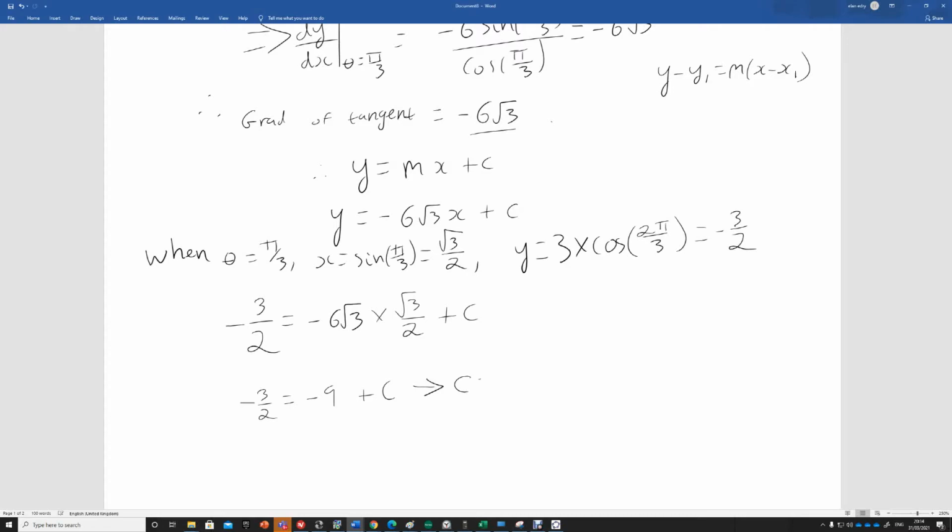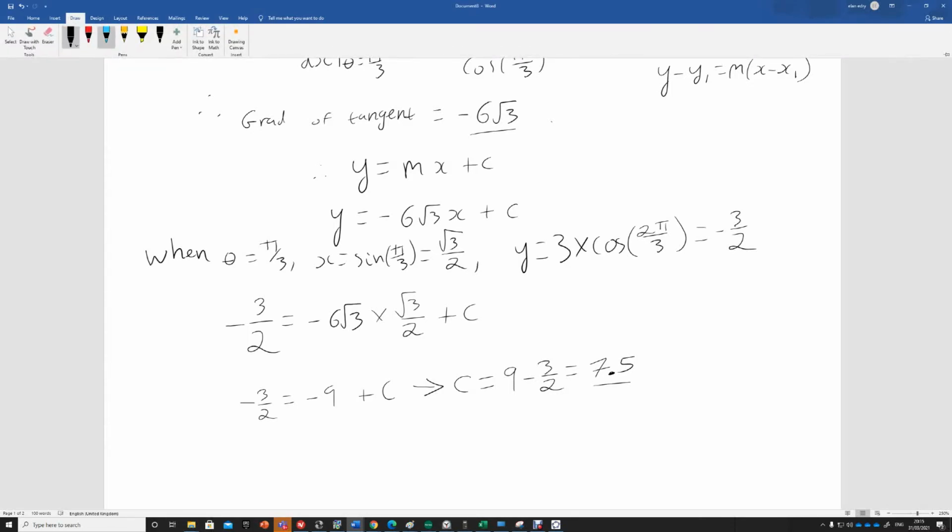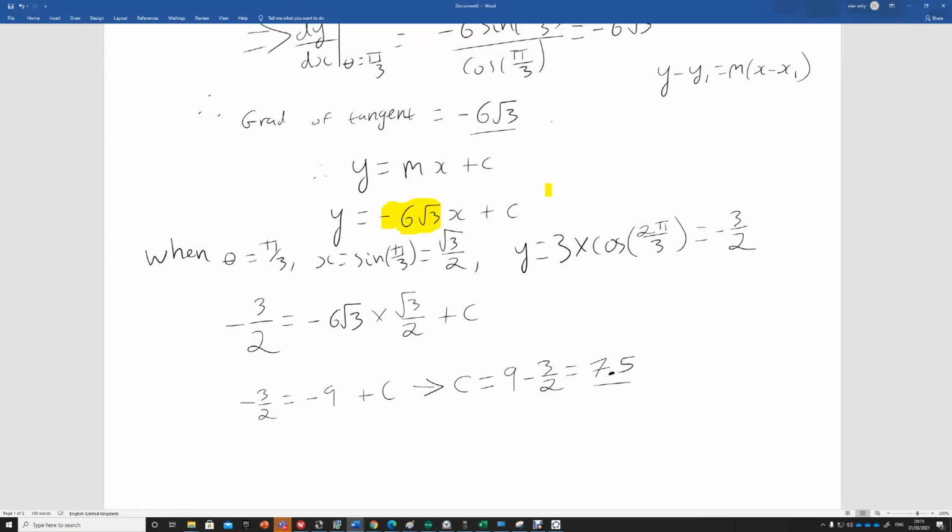To get c on its own, I'm going to add 9 to both sides, giving me c is equal to 9 minus 3 over 2, which is simply 7.5. So now I know m, my gradient, minus 6 root 3, and I know the y-intercept, 7.5. So the equation of the tangent is simply y is equal to minus 6 root 3 x plus 7.5. Remembering to leave it like this because I want exact values.